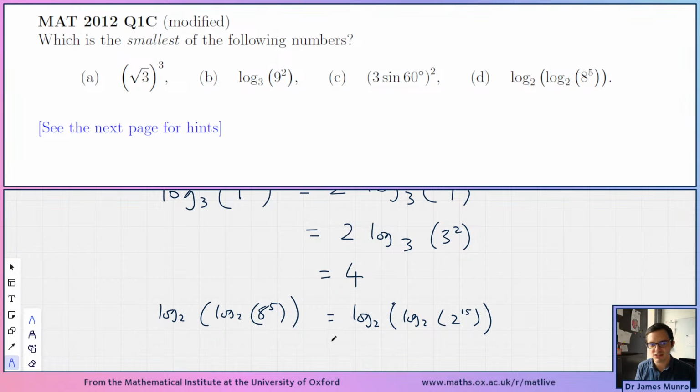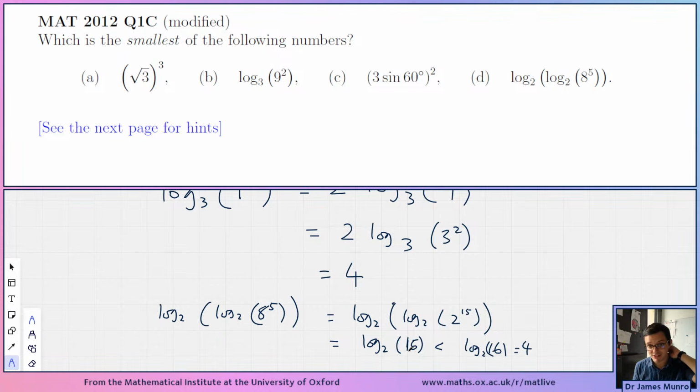2 to the 15 is huge, but logarithm makes things smaller. If they're enormous, they get smaller. So this is log base 2 of 15, which, hang on a minute, 15 seems awfully close to 16, and 16 is 2 to the power of 4. So I think this is a little bit less than log base 2 of 16, which is 4.